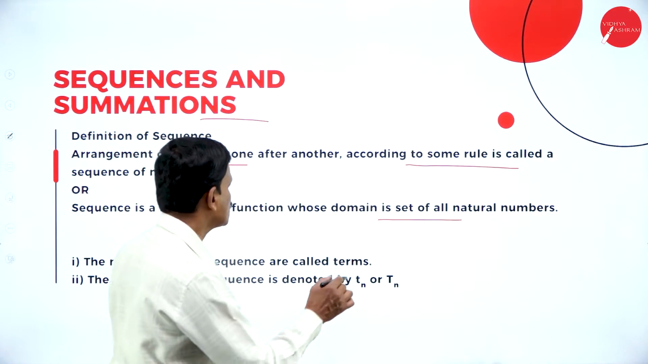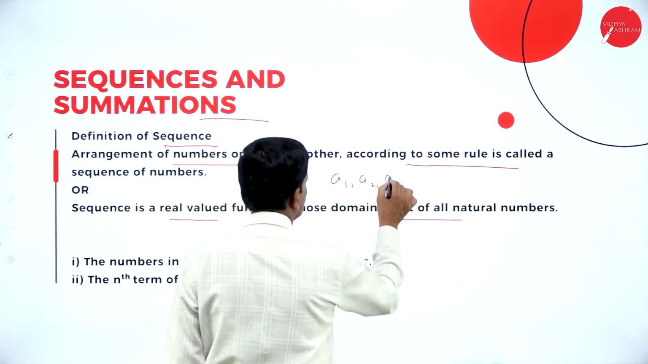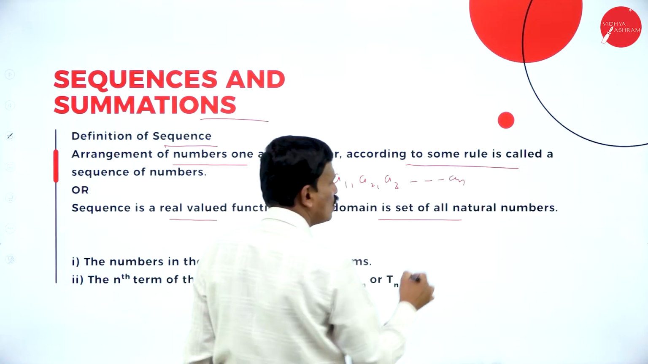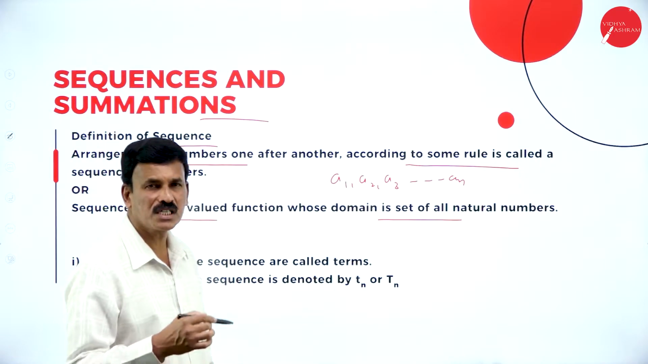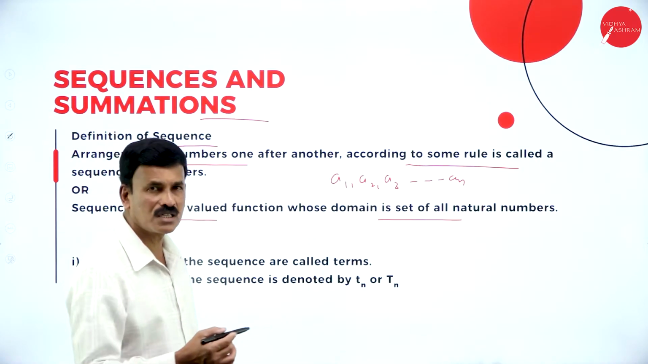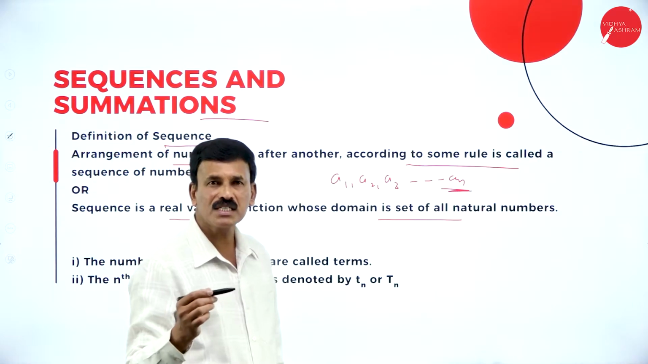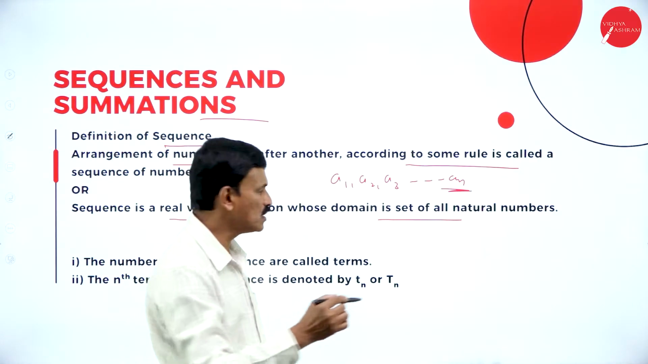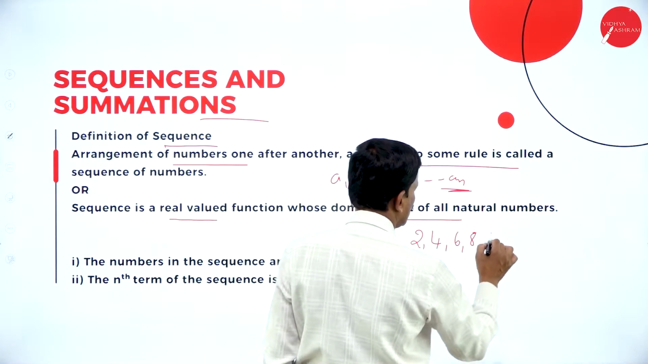Now let us consider, for example, suppose A1, A2, A3, etc., AN are the elements, where A1 is called the first term, A2 is the second term, and so on. There are n terms. AN is called the nth term. Let us take, for example, even numbers up to 10. That is 2, 4, 6, 8, 10.